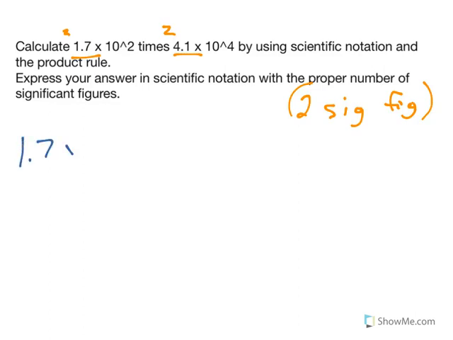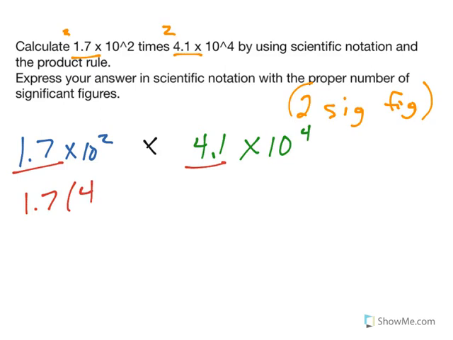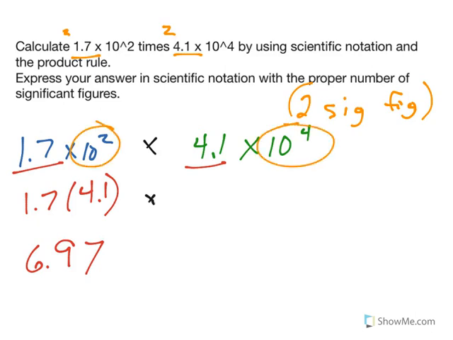I've got 1.7 times 10 to the second, and I'm multiplying that by 4.1 times 10 to the fourth. When we multiply, we start with just our numbers. 1.7 times 4.1, and my calculator yields 6.97. Times, now when I look at my exponents, if I'm multiplying with exponents and they're the same base, I add the exponents. So times 10 to the sixth.